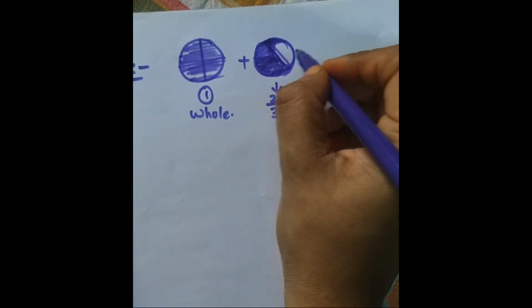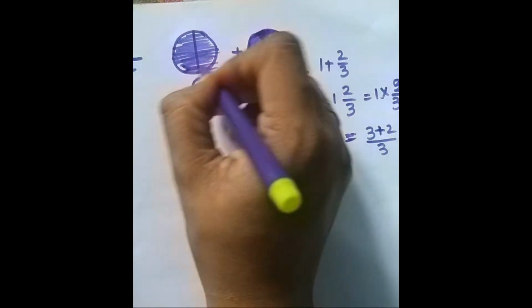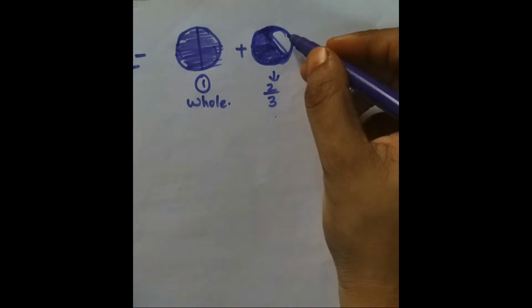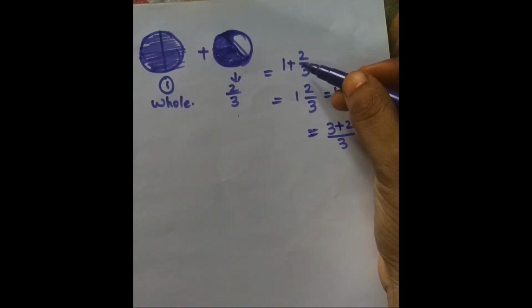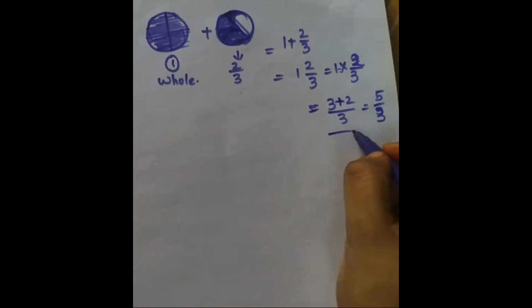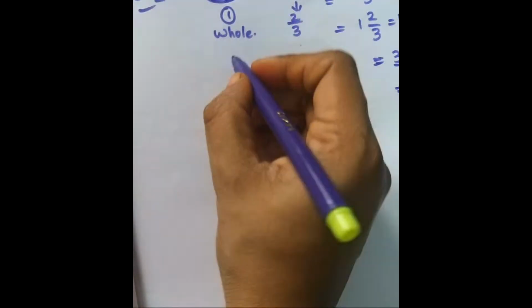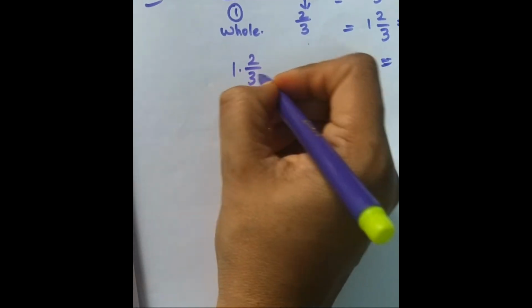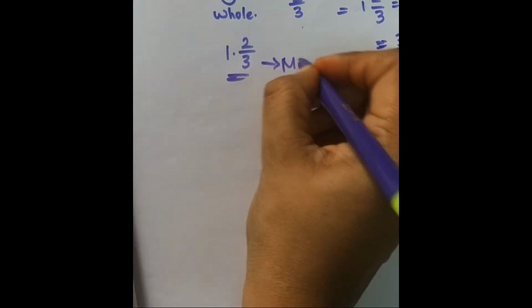Okay, the third part is incomplete by shading. So this shaded part is 1. This is 2 by 3. Then 1 and 2 by 3, we get 5 by 3 as the answer. Okay, we have to write it as 1 and 2 by 3. This is the mixed fraction.